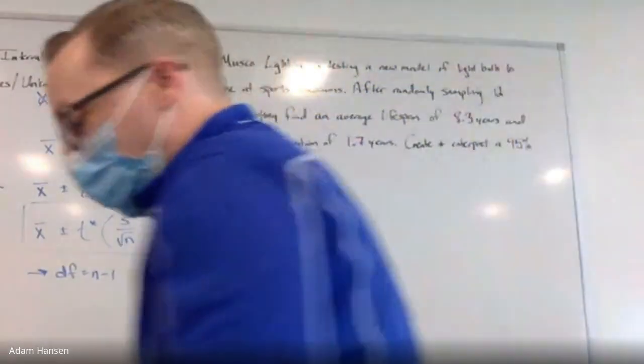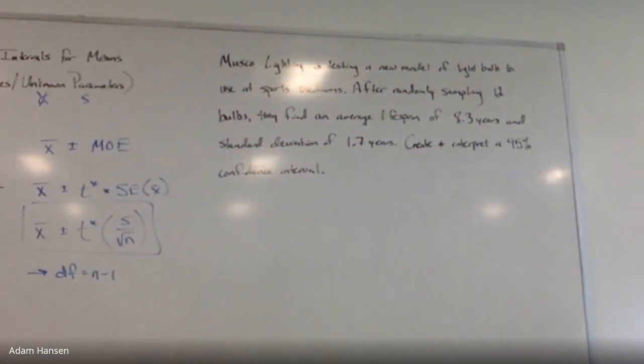The Super Bowl is this Sunday, and most NFL stadiums actually use lighting that's produced right here in Iowa. There's a company called Musco Lighting, based out of Oskaloosa, that lights up a lot of college and pro stadiums around the country and world. So Musco is testing a new model of light bulb to use at sports venues. After randomly sampling 12 bulbs, they find an average lifespan of 8.3 years and a standard deviation of 1.7 years. What is a 95% confidence interval for this scenario?